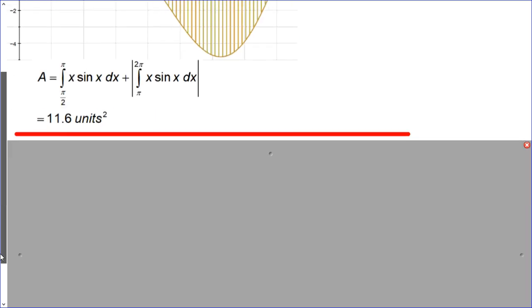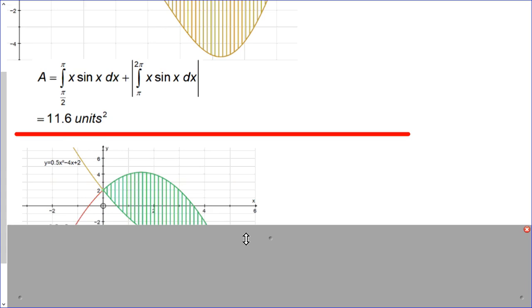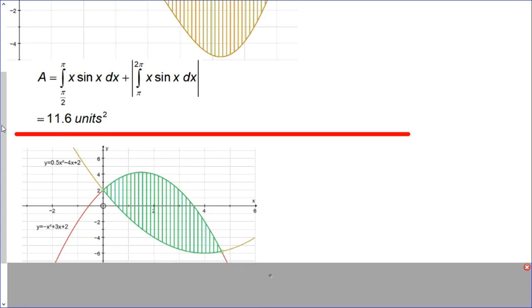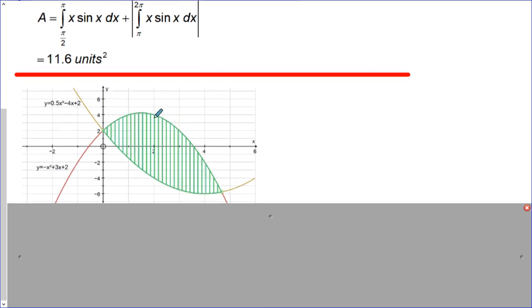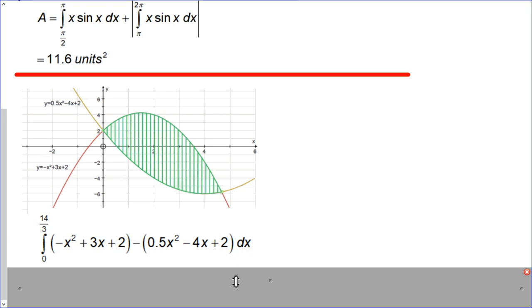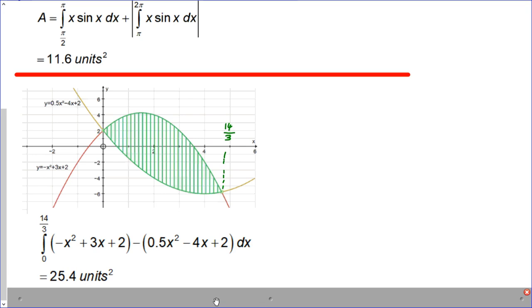Area between curves: what we do here is literally just the bigger curve minus the smaller curve. In this case, it's going to be from there to there. I've worked out the point of intersection of these two curves by solving them simultaneously. This is a point 14 over 3. The green one, which is negative x squared plus 3x plus 2, minus the other one. You can smash this straight into your silver Casio and get an answer.